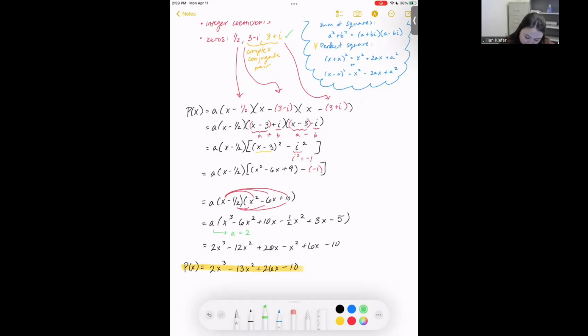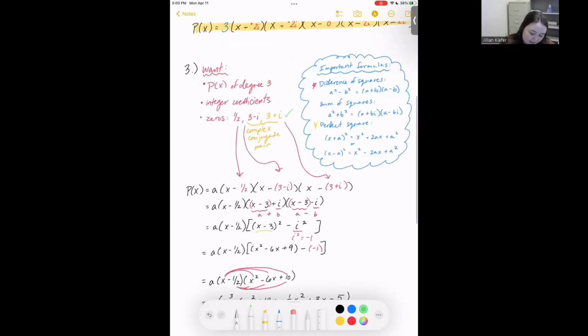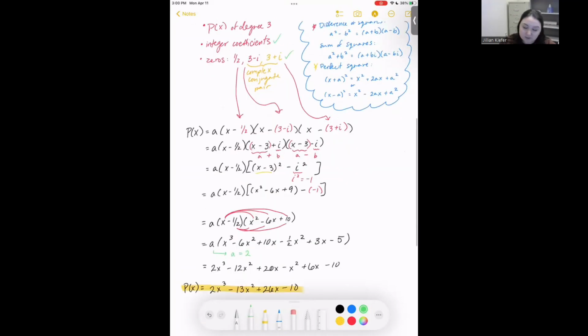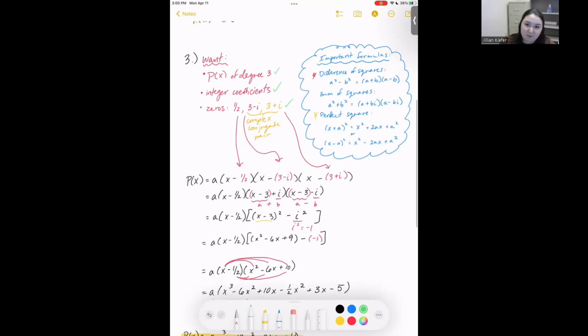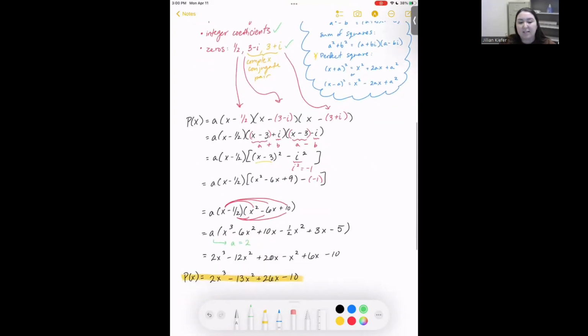And we just want to make sure that, hey, we've got integer coefficients. All of the coefficients are whole numbers that are positive or negative. And our polynomial is of degree 3, since the highest exponent in our polynomial is 3.